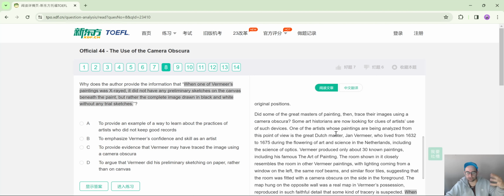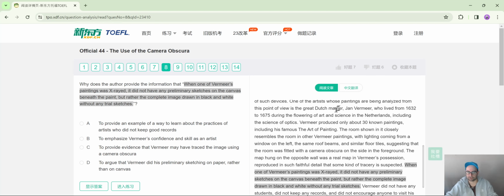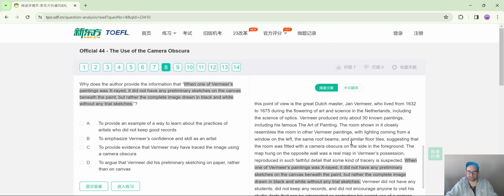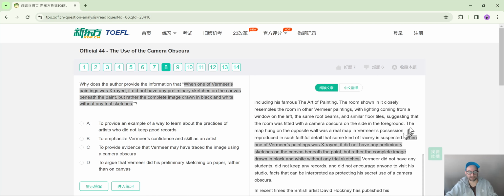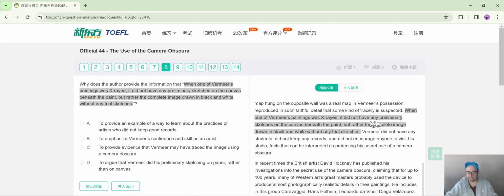But usually they ask these kinds of questions after you've had prior questions related to most of these paragraphs. So we already kind of read that information before. So focus on the sentence before, just for the sake of time. The map hung here, reproduced this. Okay, so they suspect tracery. And then when they x-rayed it, basically, this is a relationship with this sentence. It did not have any preliminary sketches, right? And then when you read this sentence, let's see if there's any clues here.